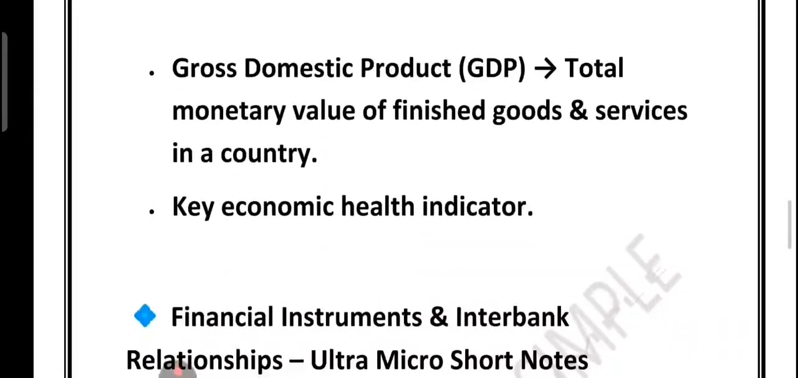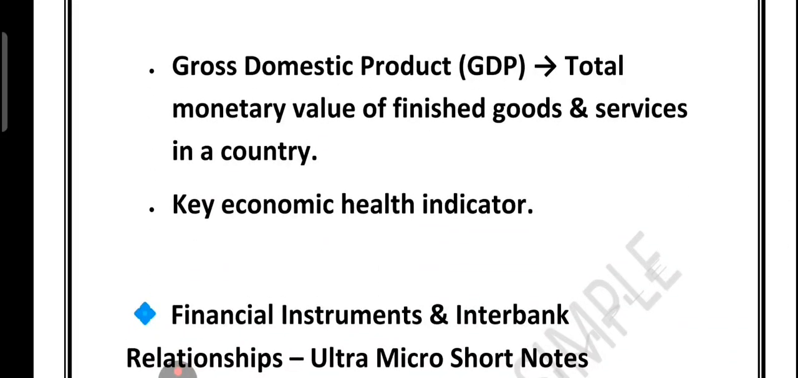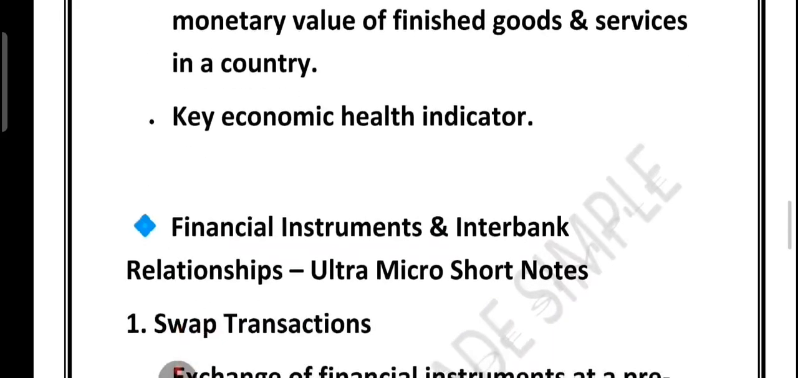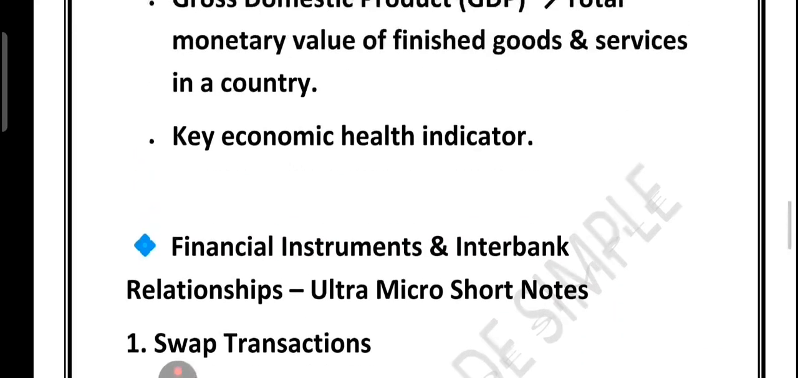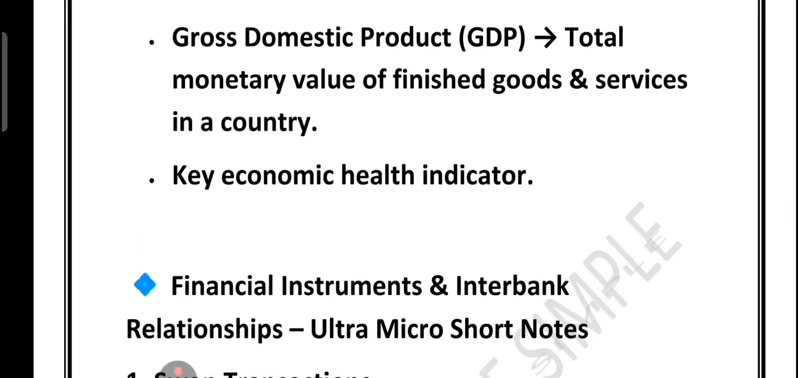If you look at the GDP, GDP is the total monetary value of goods and services produced in a country, and this is the key indicator of economic health and growth trend. So to summarize, dealing room manages active trading and risk coverage, back office handles confirmation and fund transfer. Please note it down. And GDP helps in understanding the overall economic performance of a country.